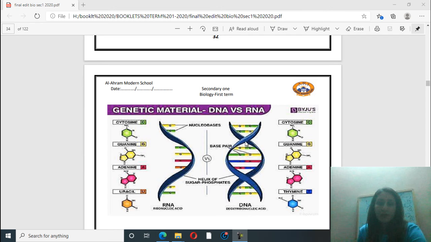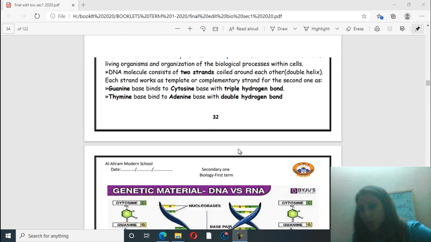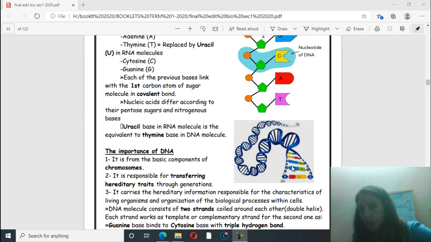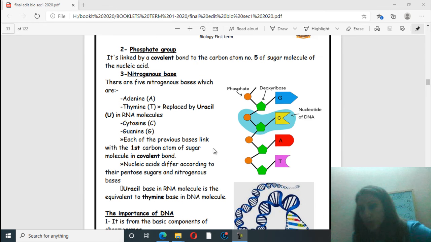Okay, so let's recall what we started before. I was asking you about the genes. What are the genes? Yes, the genes are responsible for transferring the traits. Where are the traits here? The traits are represented by the nucleotides, or the nitrogenous bases.